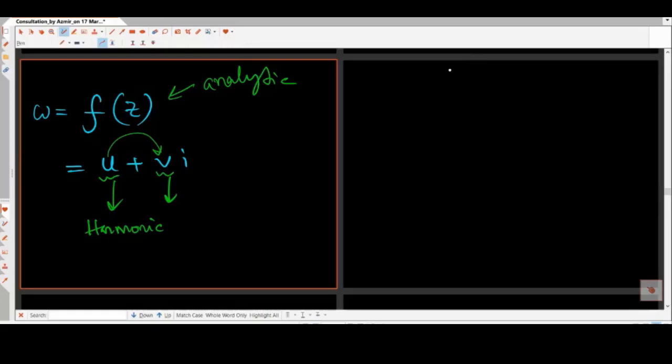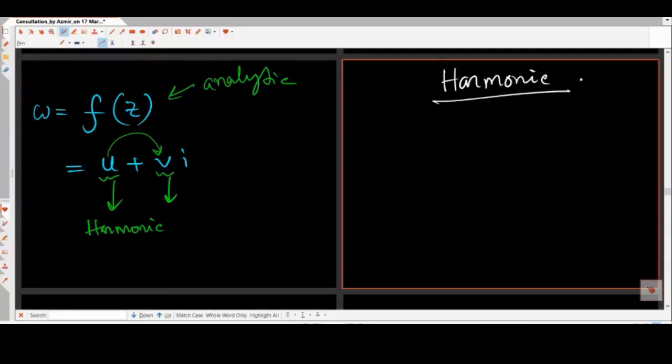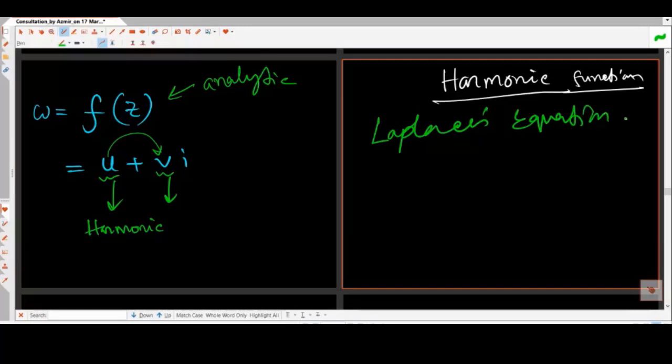Now we have to understand the definition of a harmonic function. A function will be harmonic if it satisfies Laplace's equation. So now we have to know what Laplace's equation is. This equation is named after the mathematician Pierre-Simon de Laplace. So what is Laplace's equation?